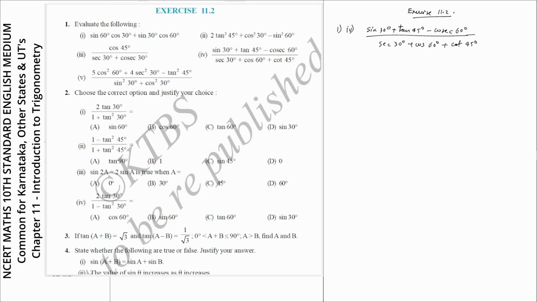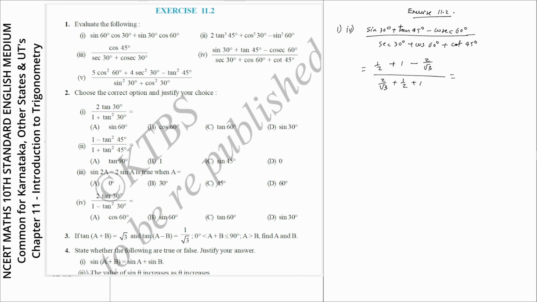The next sub question is fourth. So sin 30 degree plus tan 45 degree minus cos 60 degree by secant 30 degree plus cos 60 degree plus cot 45 degree. So sin 30 degree is 1 by 2, tan 45 degree is 1 minus cos 60 degree, which is 1 by 2, divided by secant 30 degree, which is 2 by root 3, plus cos 60 degree, 1 by 2, so plus 1.